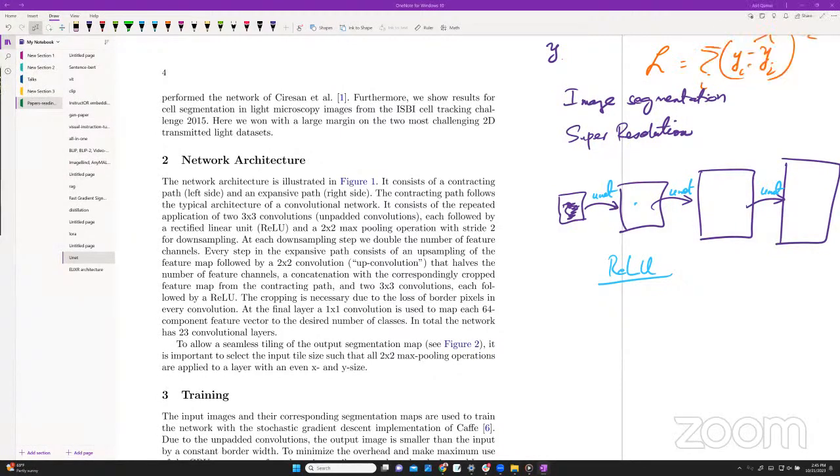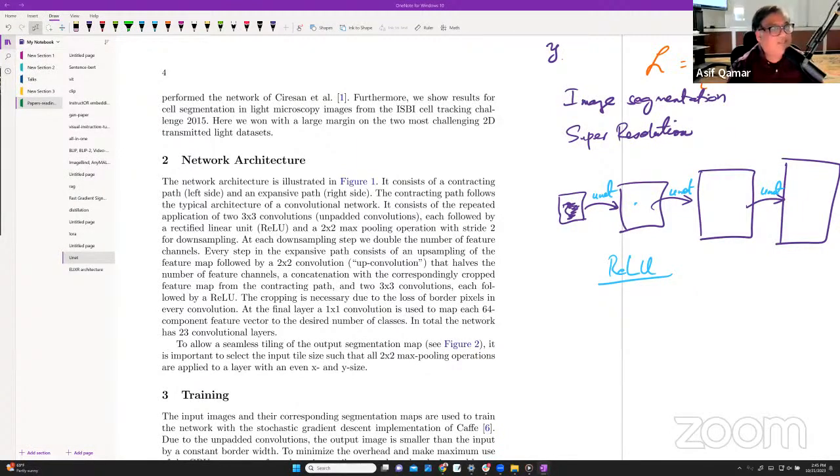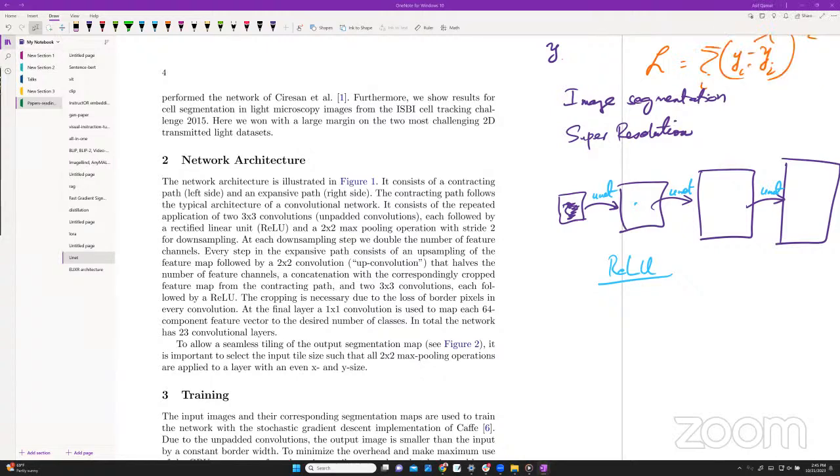Another question I had is, when you said convolution, is it like the filter convolution or is it more like a correlation? Same thing. What you understand as filter convolution, that's what it is. Okay.